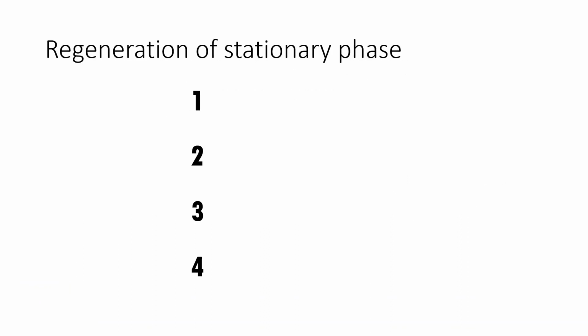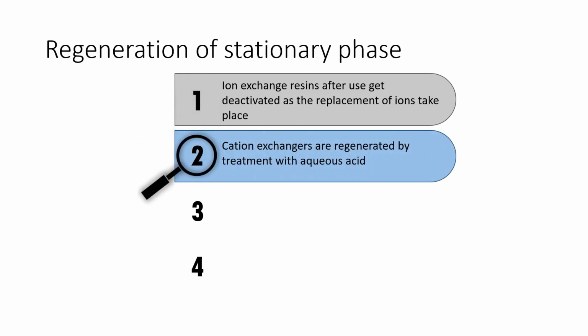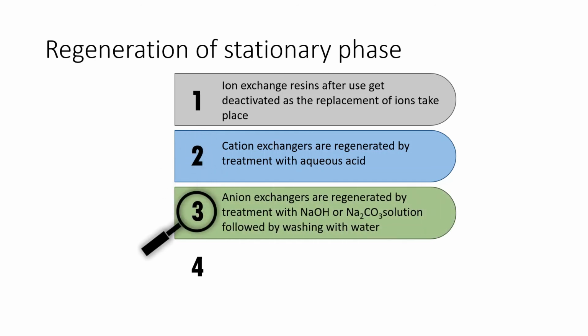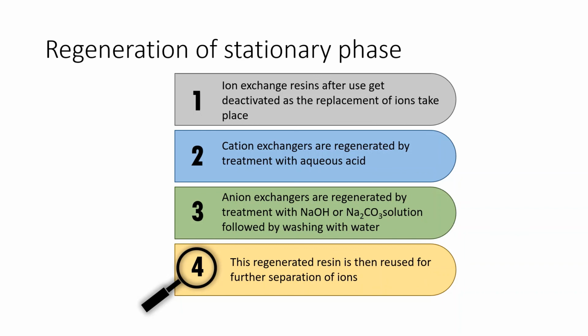Regeneration of stationary phase, that is regeneration of ion exchange resins. Ion exchange resins after use get deactivated as the replacement of ions takes place. Cation exchangers are regenerated by treatment with aqueous acid, whereas anion exchangers are regenerated by treatment with bases like sodium hydroxide or sodium carbonate solution, followed by washing with water. This regenerated resin is then reused for further separation of ions.